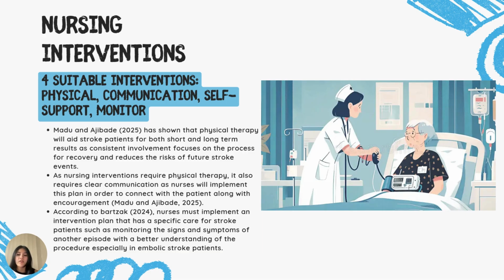As nursing interventions require physical therapy, it also requires clear communication, as nurses will implement this plan in order to connect with the patient along with encouragement. That has been shown by Madhu and Ajibe 2025. With the case of Mrs. Manalo, communication will build trust between nurses along with encouragement that will help improve the ability to speak again, as her speech is affected due to the episode. With clear communication, confidence will further improve self support as it will aid her emotions and mental health.